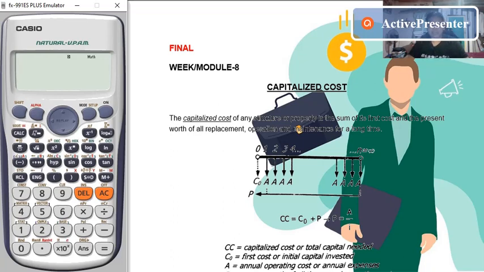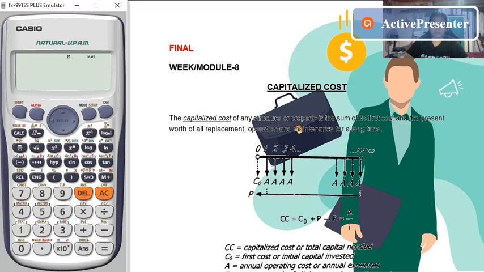So for our final week, module number 8, our topic is about capitalized cost. So what is capitalized cost? The capitalized cost of any structure or property is the sum of its first cost and the present worth of all replacement, operation, and maintenance for a long time.